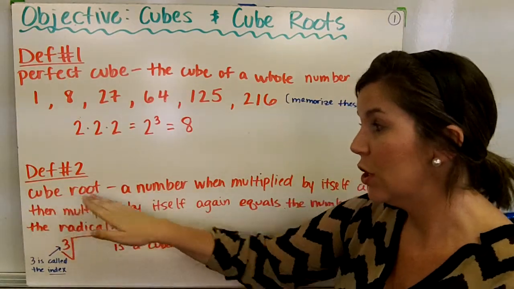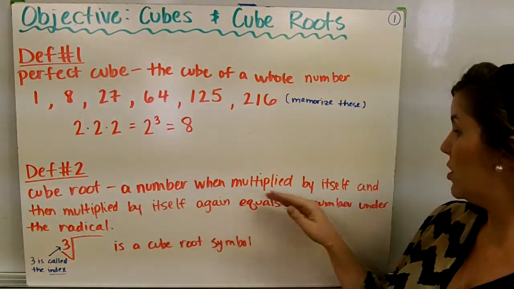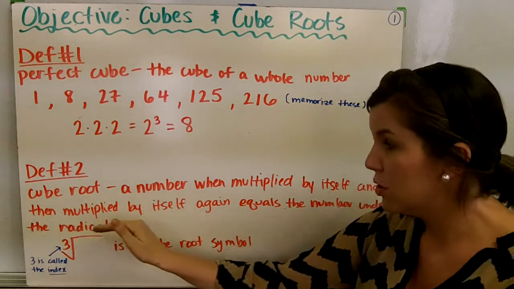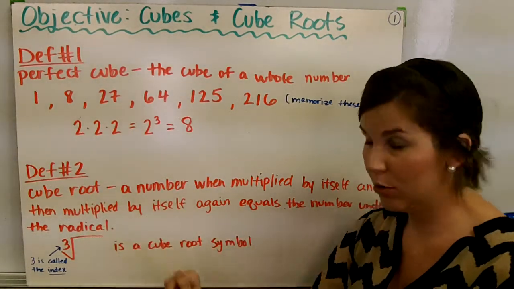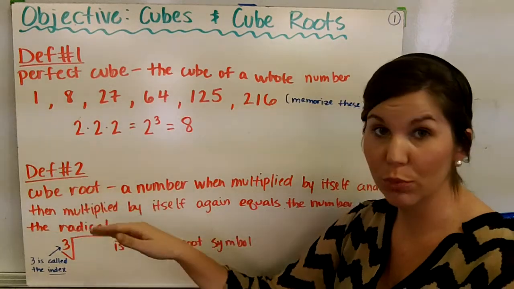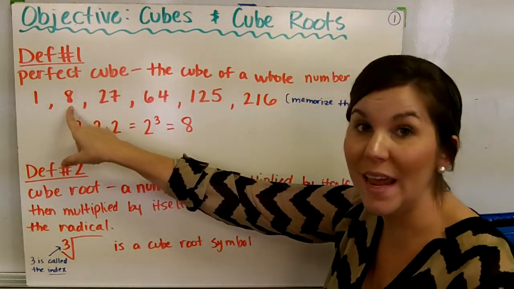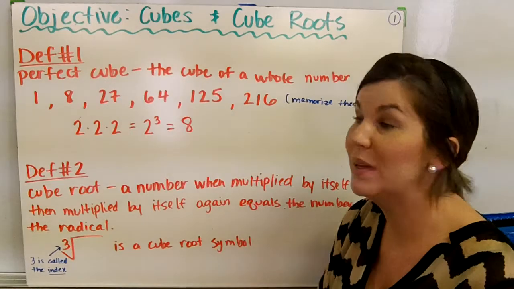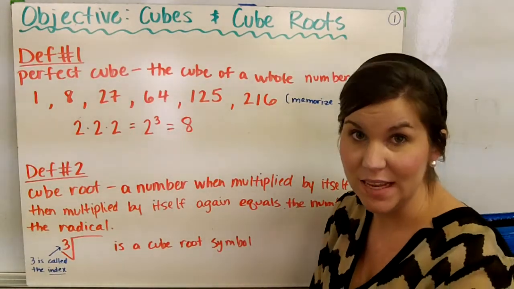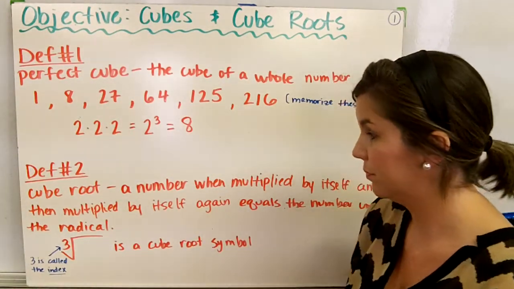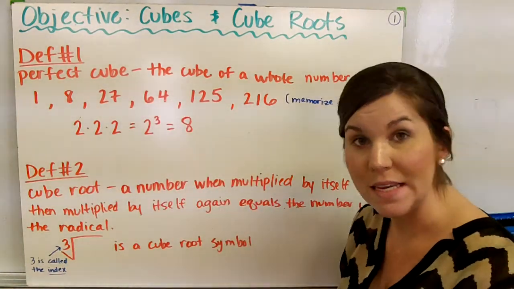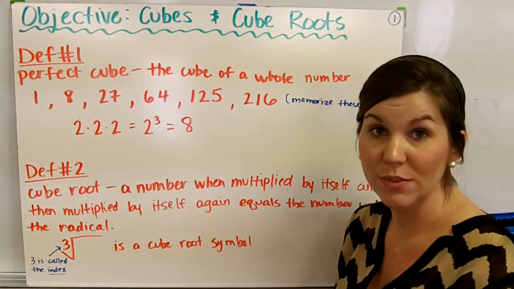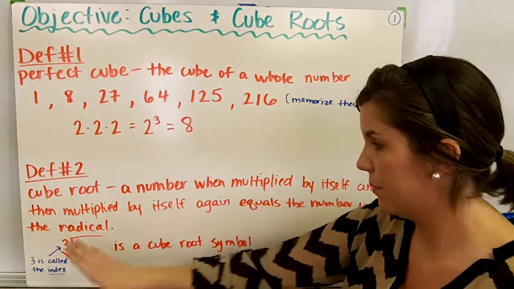Definition number 2, cube root. A number when multiplied by itself and then multiplied by itself again equals the number under the radical. So the cube root of 8 is 2 because 2 times 2 times 2 gave us 8. The cube root of 64 is 4 because 4 times 4 times 4 is 64.